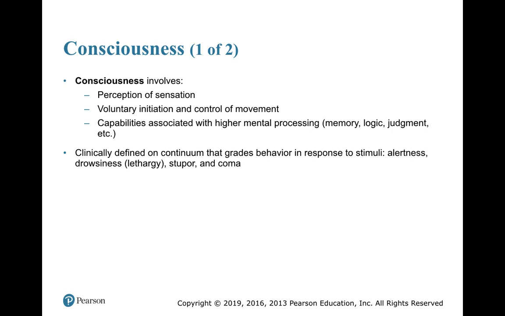Bringing us to consciousness. Consciousness is very difficult to explain. It's very difficult to tell what consciousness is. It's very easy to tell unconscious, but it's harder to describe consciousness. But we do know that consciousness involves the perception of sensation, the voluntary initiation and control of movement, capabilities that are associated with higher mental processing, including memory, logic, judgment. It is clinically defined on a continuum that grades behavior in response to stimuli. There is alertness, drowsiness, stupor, and coma.